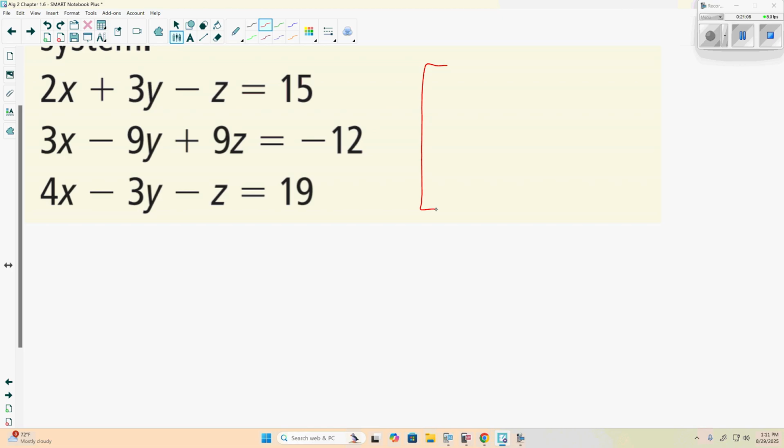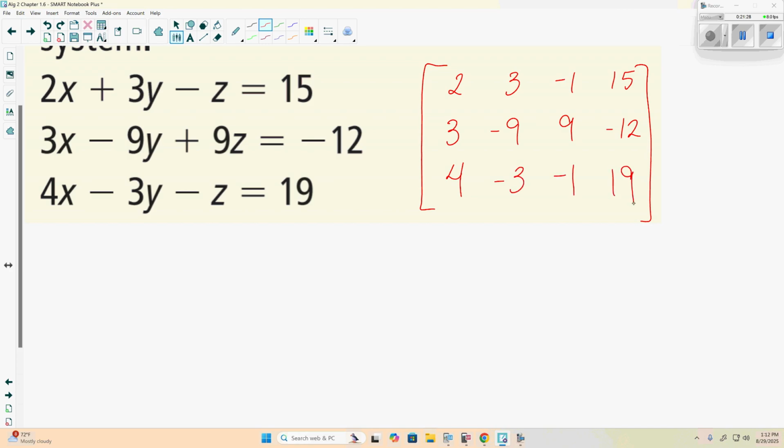So if we wrote our augmented matrix, it would be 2, 3, -1, 15. The second row would be what? 3, -9, 9, -12. And our last one would be 4, -3, -1, 19. And this matrix C here is a 3 by 4 still, yes?